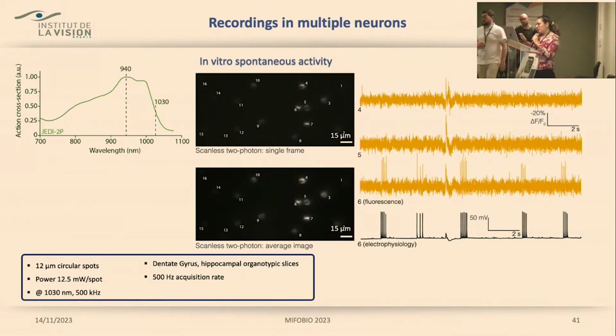So we tested the sensor at 1030, and we saw that we were losing about 40% in the signal to noise ratio just by shifting the wavelength out of the peak, but we could still image the cells nicely. This is in vitro spontaneous activity, so unfortunately we were stimulating all the cells, but not all the cells were responding. This is a particularity of the neurons on organotypic slices.